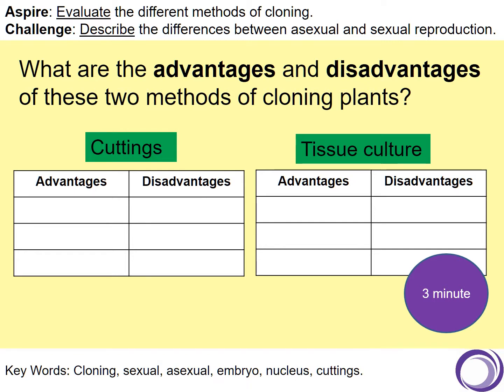Okay, so just to summarise then, I would like you to produce a table that outlines the advantages and disadvantages of these two methods of cloning plants. So one table which shows the advantages and disadvantages of cloning plants using cuttings, and a second table that shows the advantages and disadvantages of cloning plants using tissue culture. I'm just going to give you 3 minutes to complete this, starting now.